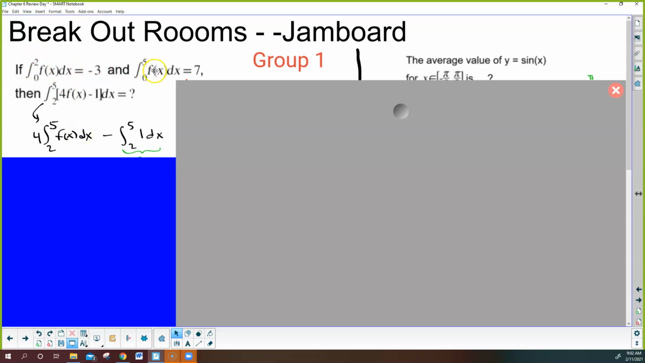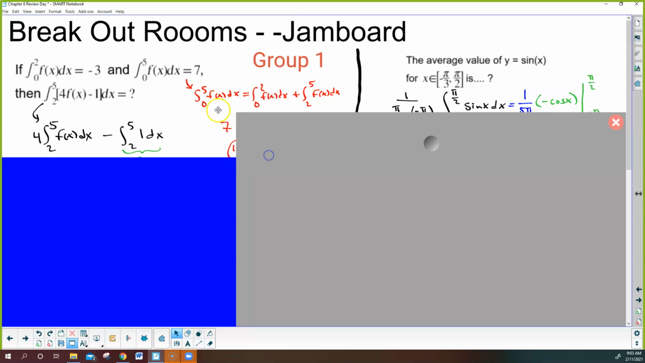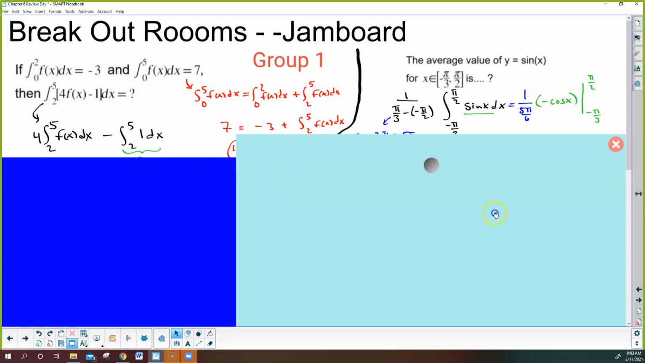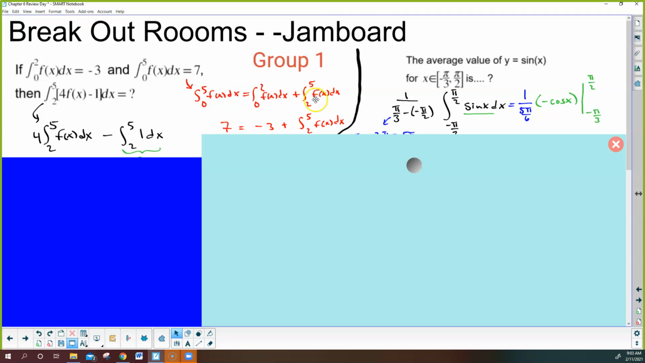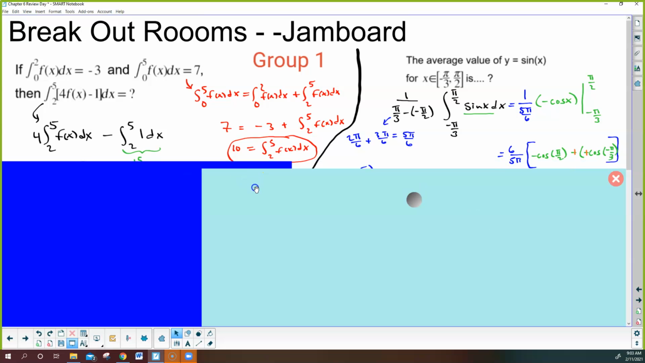That's where these two given facts come in. So this is the way I think of it. They tell us that the area under the curve from 0 to 5 of f of x is 7. We also know that the area under the curve from 0 to 2 is negative 3. And what we want to find out is what it is just from 2 to 5. So if you write out the meaning of it and substitute in, and then just move this negative 3 over, you find that the actual area underneath the curve from 2 to 5 is 10.